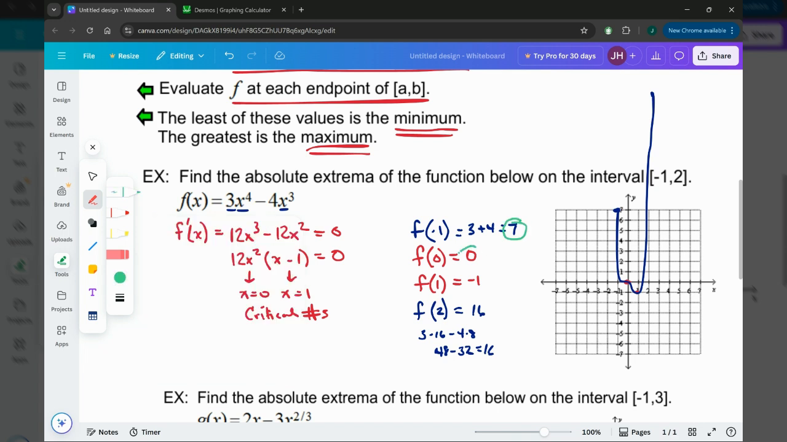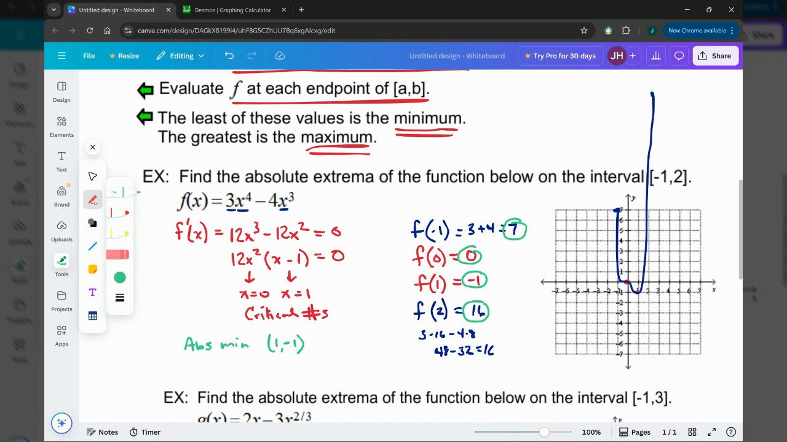7, 0, negative 1, 16. Which one of those is the smallest value? Negative 1. Okay? So my absolute minimum, the minimum value is negative 1. It is found at the coordinate 1, negative 1.